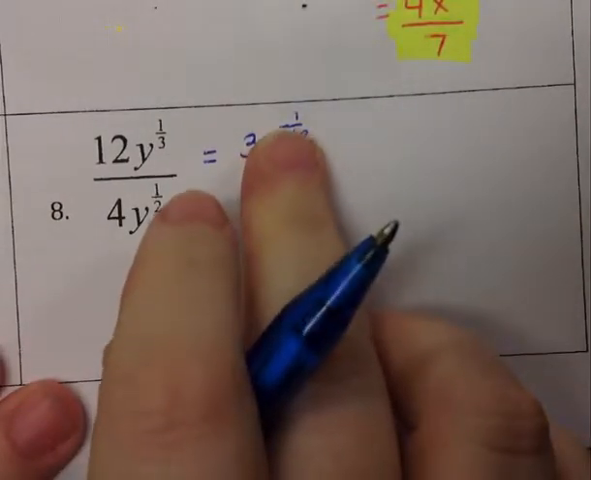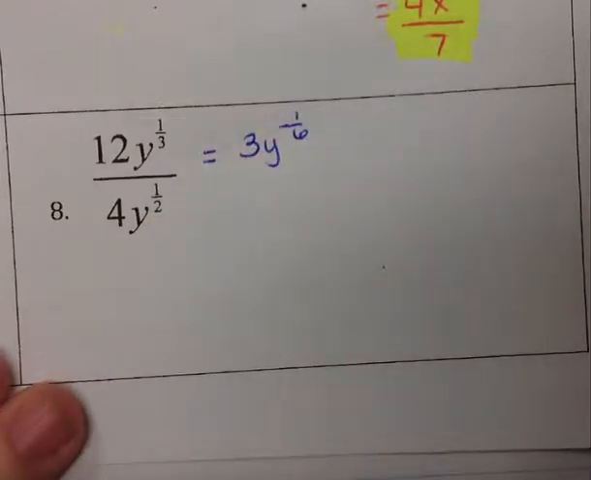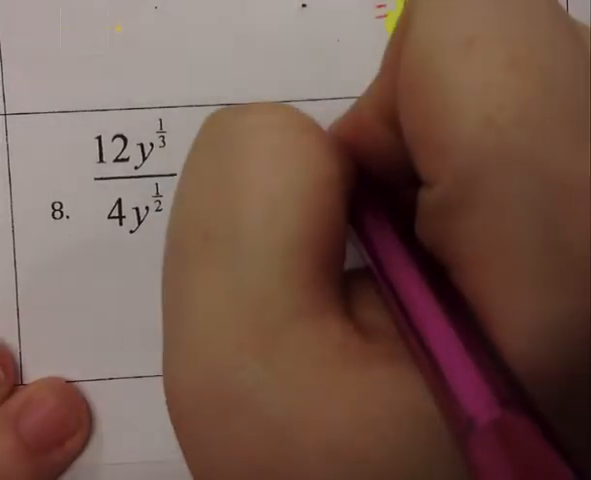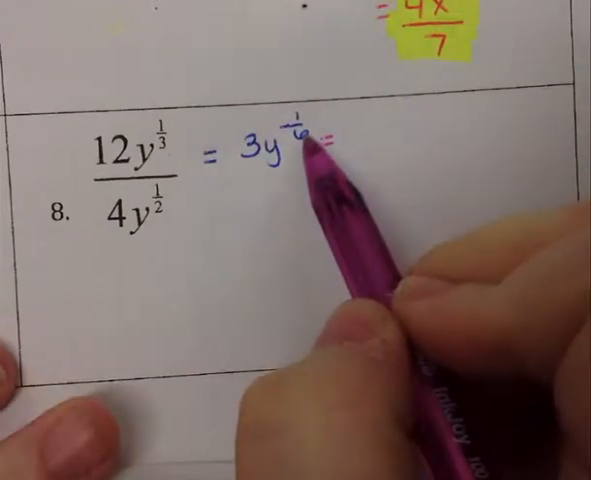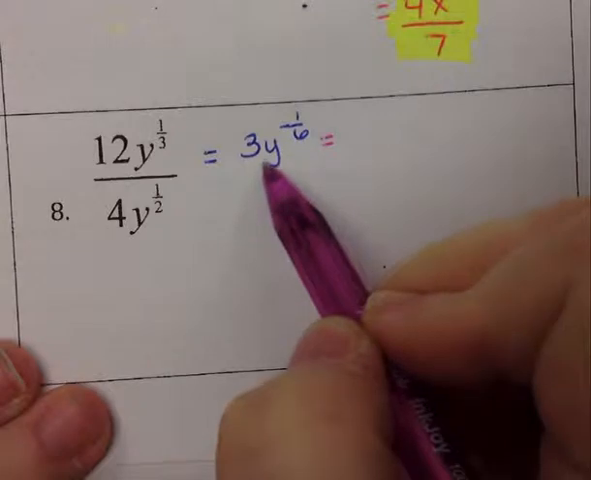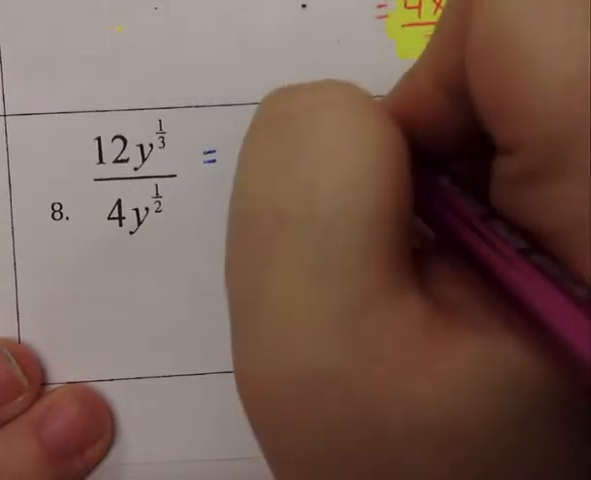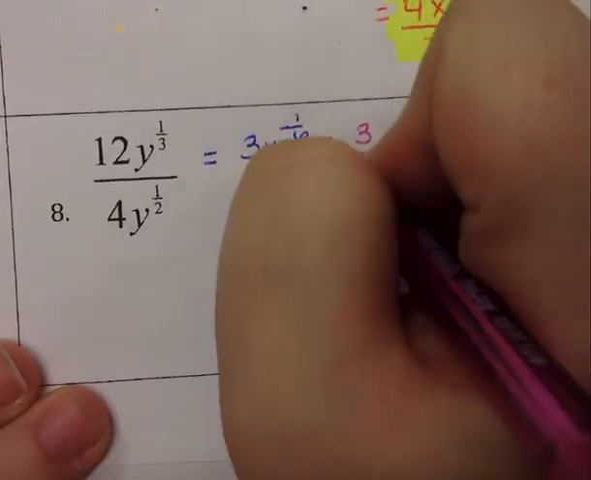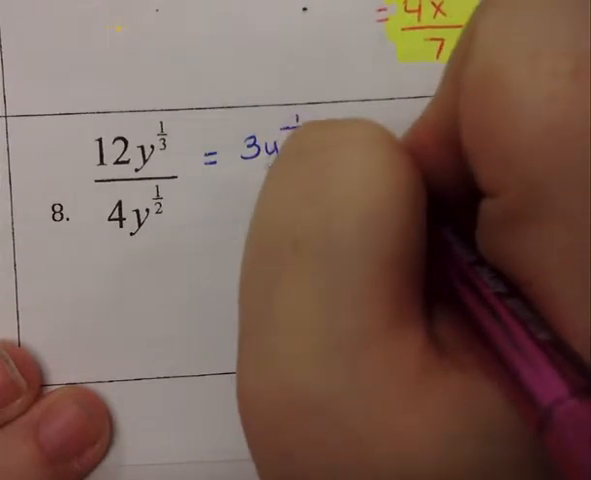Now the problem with this is that we're not allowed to have negative exponents, so we do need to fix that. This would become, so that negative 1/6 is only attached to the y, so only the y is going to move. So we keep the 3 in the numerator, then we have y to the positive 1/6.